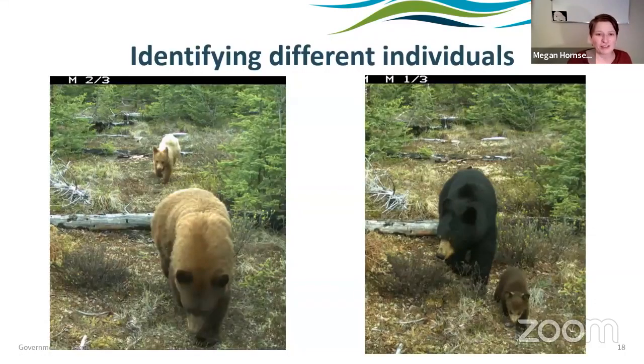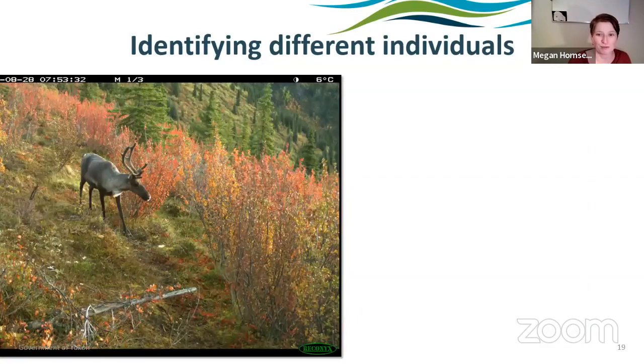And the other thing that we can get from this is identifying different individuals. So, instead of just saying bear, no bear, we can say, hey, there was a black bear and there was a brown bear and there were these cubs at different ages. And so we take that coat color information and we use that to help inform how many bears might be on the landscape. And we can do the same thing with caribou or moose with antlers, where we actually count the number of tines, and that helps us ID different individuals.